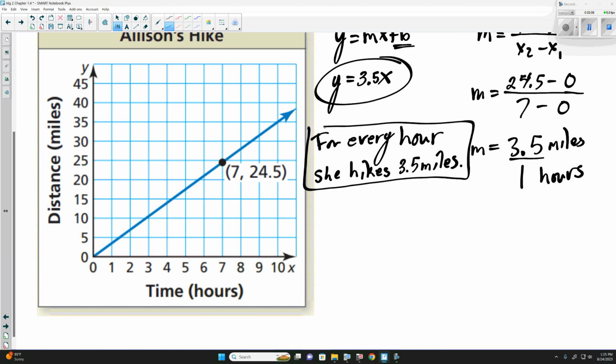Now we need to see how long it's going to take her to travel 14 miles. Is the 14 going to be inputted for the x, or for the y? Which one's miles, x or y? Y. So it'd be 14 is equal to 3.5x. And to finish solving this problem, what will we need to do? Yep, 14 divided by 3.5.